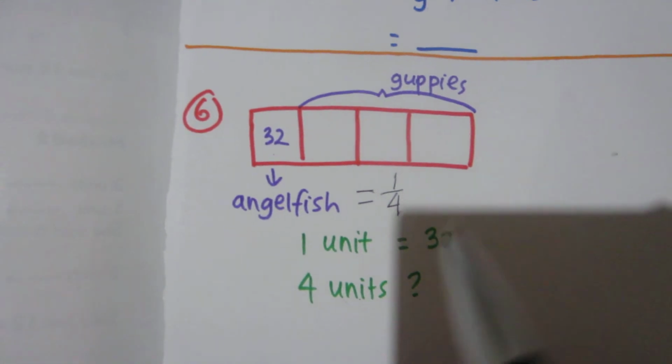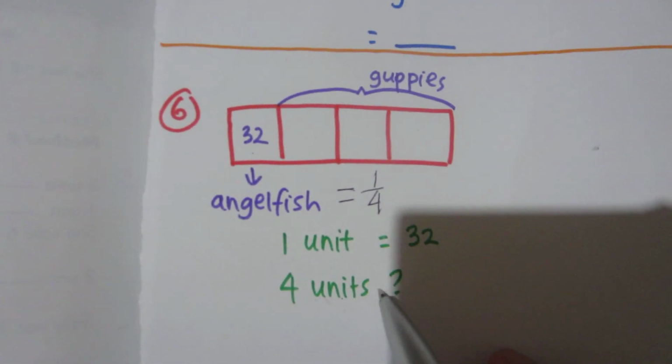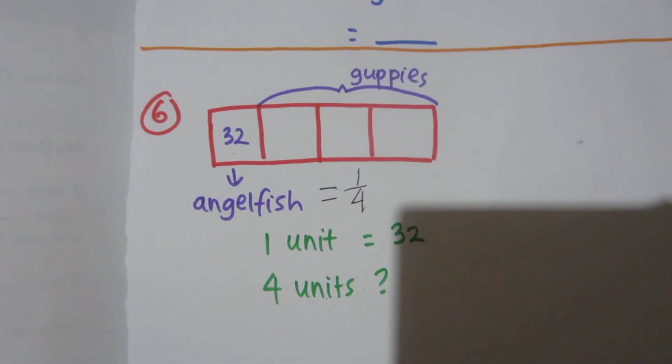How many is for the 4 units, for the total? Because he is asking how many fish did he buy altogether. So if 1 unit is 32, how many are for the 4 units?